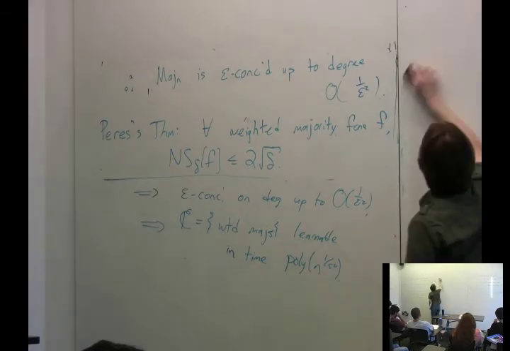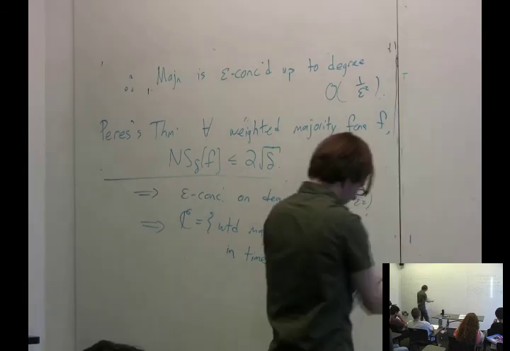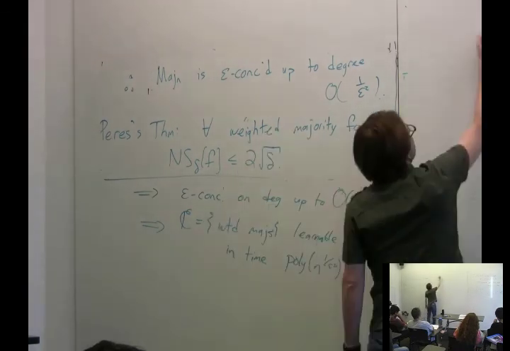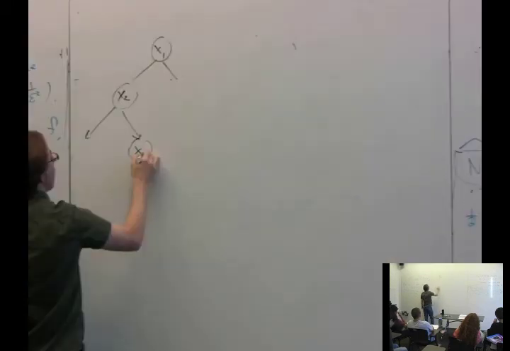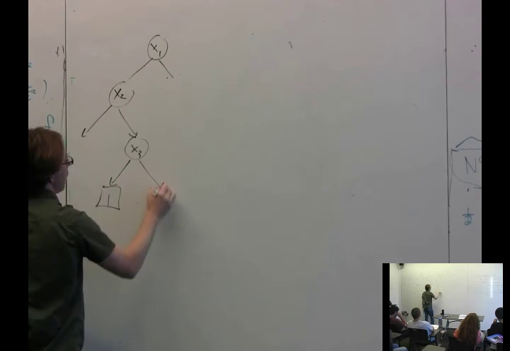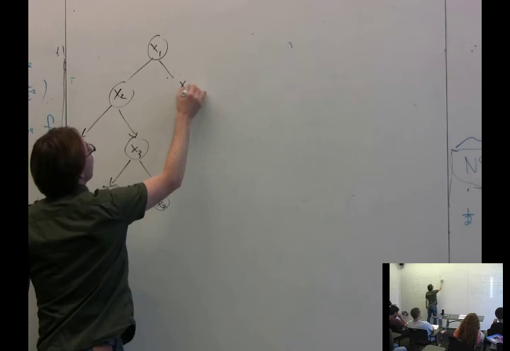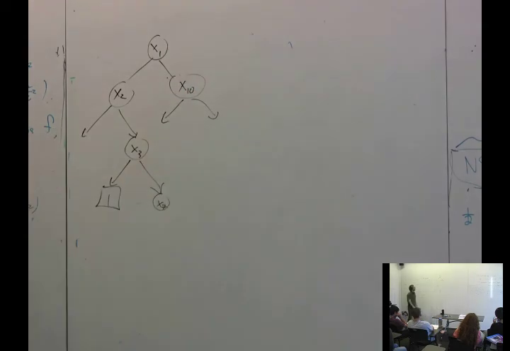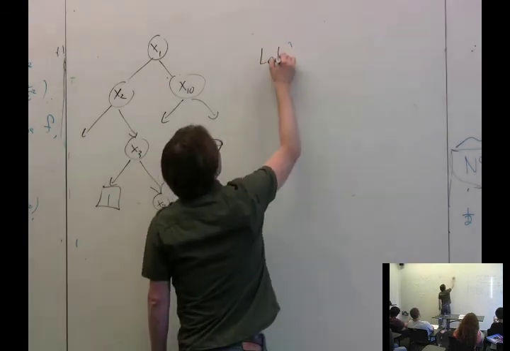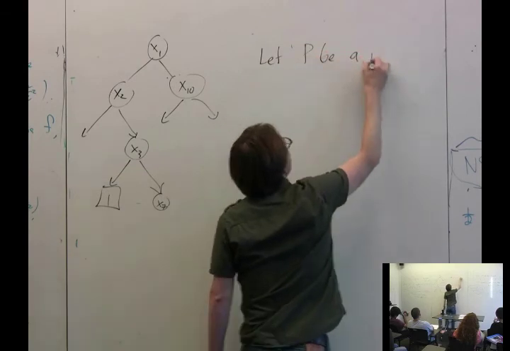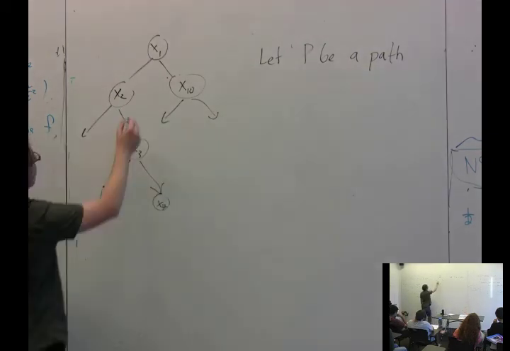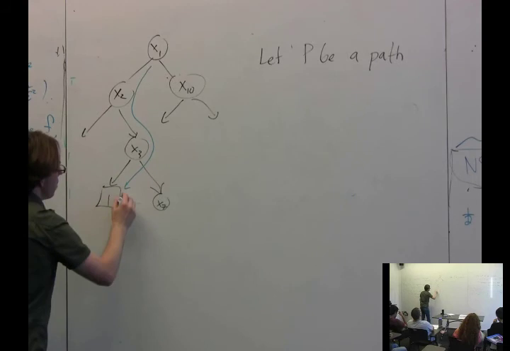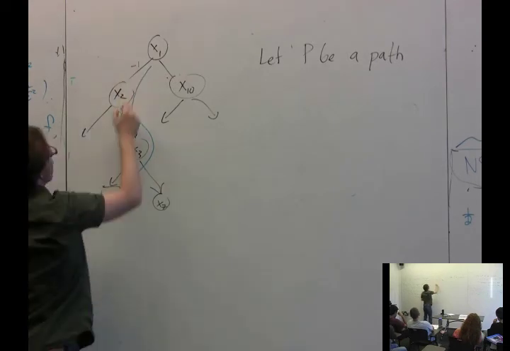So let's draw another picture of a decision tree. I won't draw such an elaborate picture as before. Maybe we have some leaves here, or maybe you query some other variable here, etc. Now, let's fix a particular path in this decision tree. Let P be a path, by which I mean a root to leaf path. Since the only good root to leaf path I have on the board is this one, let me fix that. Let's say that's P. And remember, this is -1, +1, -1.